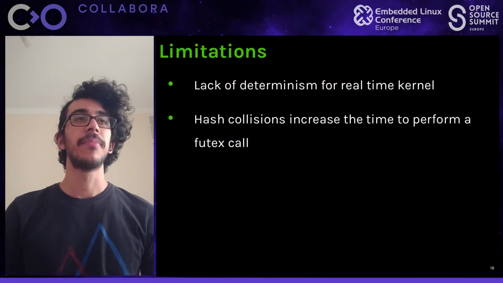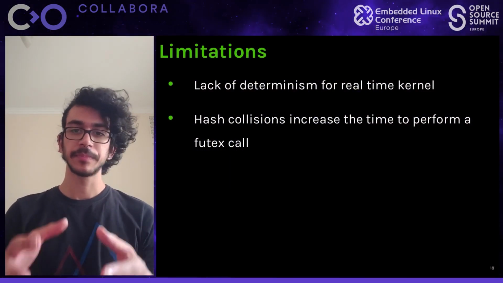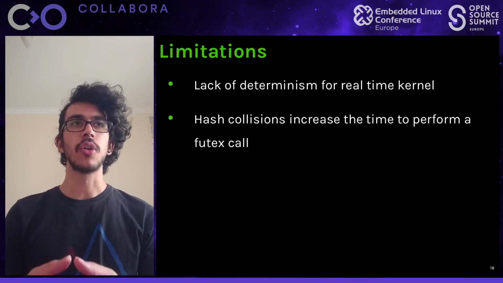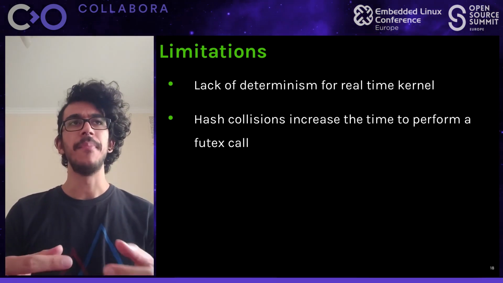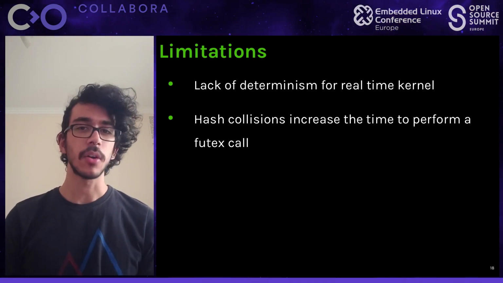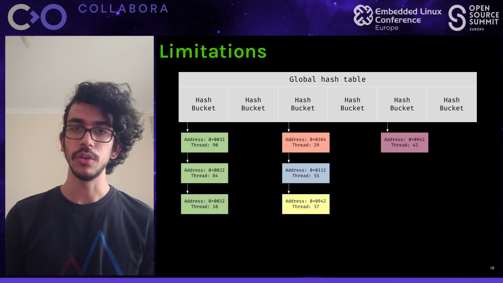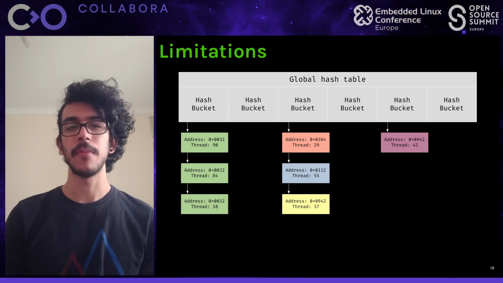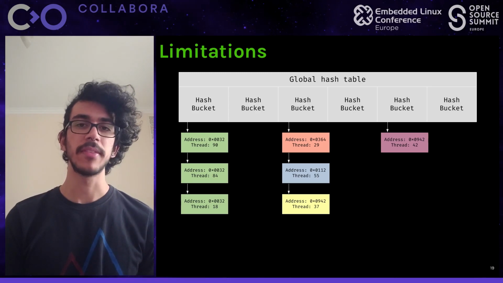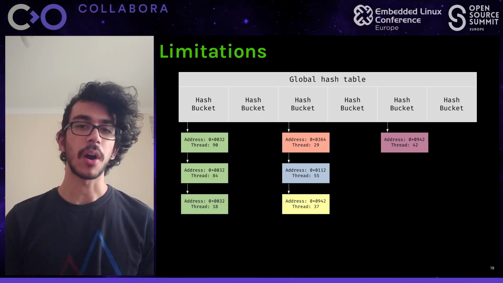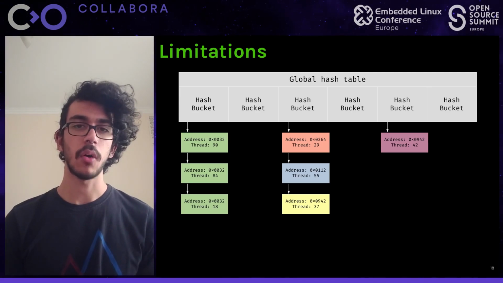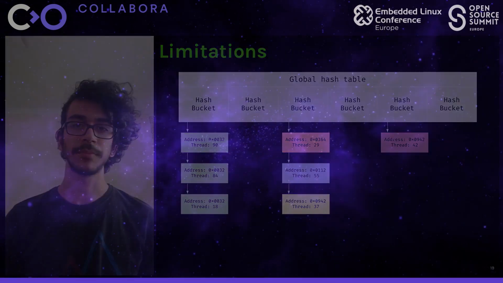So another problem that we have with the current interface is the lack of determinism for real-time users. As I showed before, we can have hash collisions in the table, and it's not easy or not possible for the user space to know how many Futexes are in the same bucket that we are operating on. So that means that it's very hard to predict how much time a Futex operation will take.